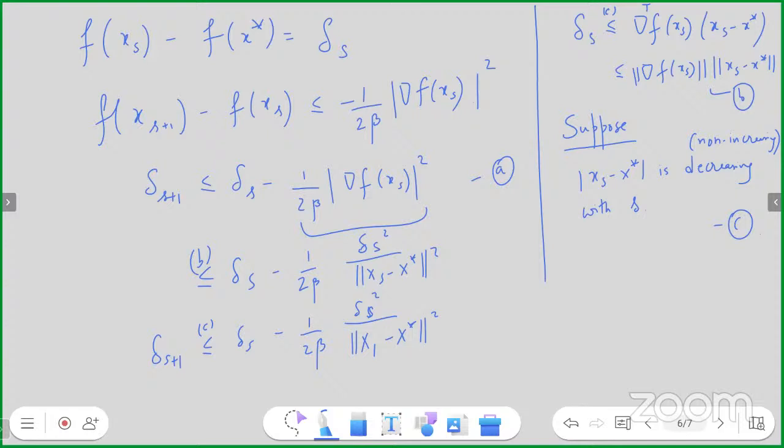This is a recursion, right? Del of s plus 1 is less than or equal to the current term minus some positive quantity. So it better decrease. The question is at what rate it is decreasing. That's all we really care about. Right? So let's just, help me write it down. Del s plus 1 is less than or equal to del of s minus 1 by beta. How much was that? Somebody just tell me. 2 beta x1 minus x star square.